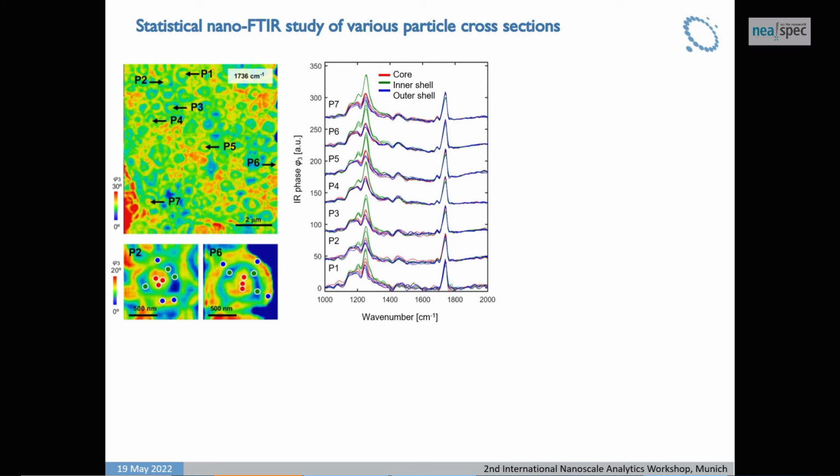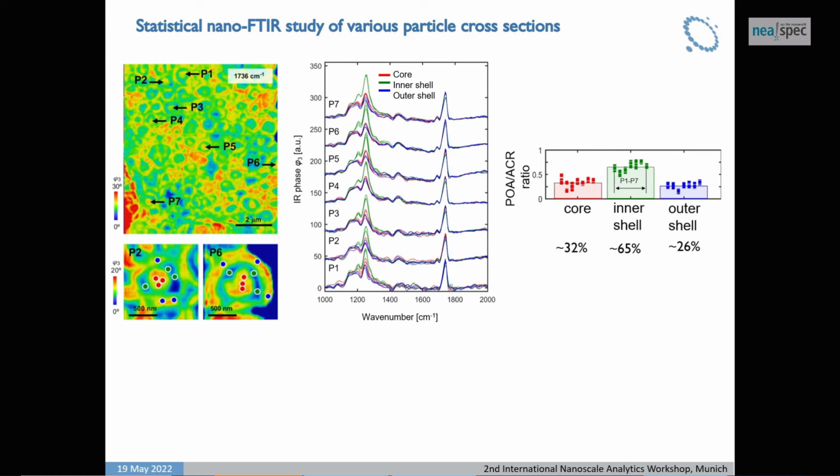So we chose different particles along the cutting, and we analyzed 3 spectra in each of the characteristic regions in all these 7 particles, so we have some statistical information. What we observed is that the results were consistent and reproducible: we have around 30% of the POA in the core, 65% in the inner shell, and a bit smaller in the outer shell.